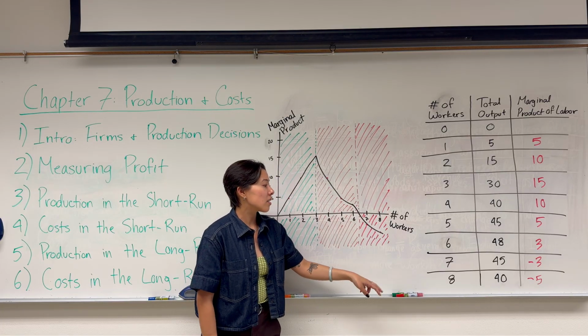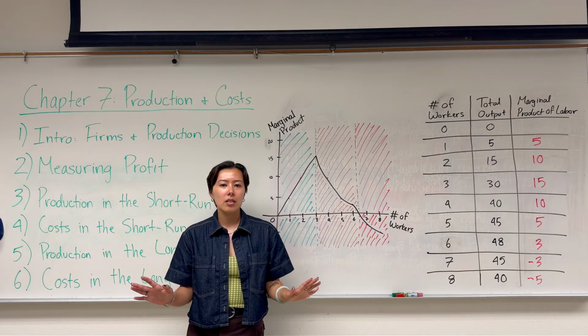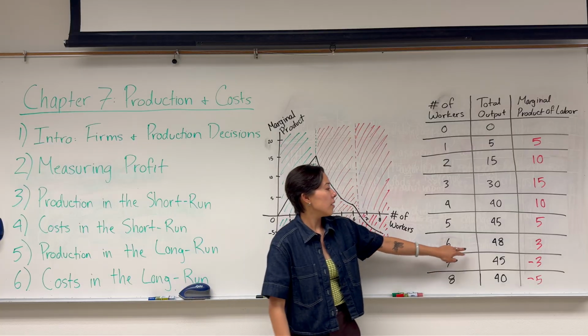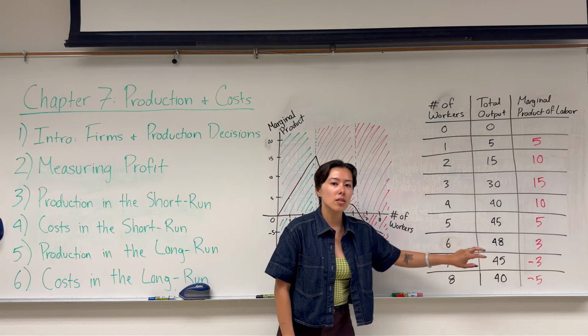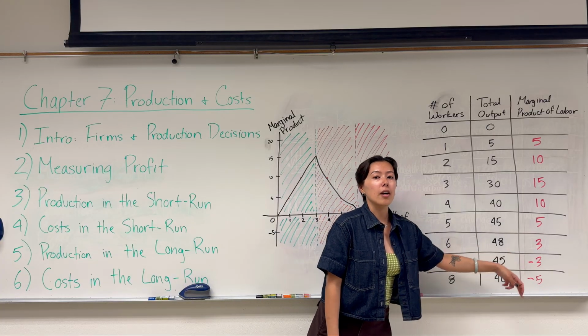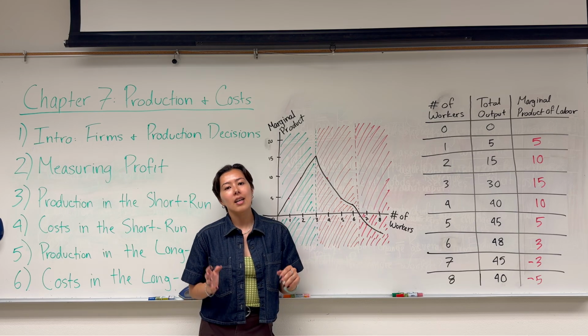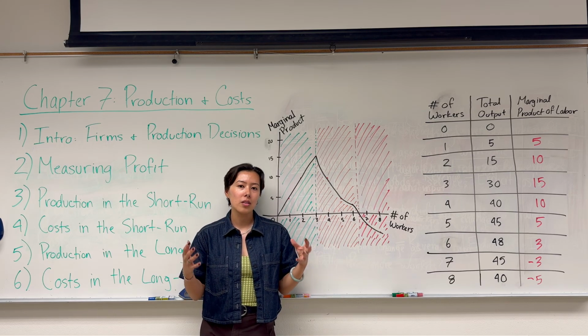However, once I get to this decision where I'm deciding whether or not to hire this 7th worker, that's when I'm going to stop hiring. My total output is maximized at 6 workers. My marginal product of labor becomes negative if I choose to hire this 7th worker. So I'm going to stop. I'm going to hire 6 workers, and that's how I'm going to maximize my output in the short run.